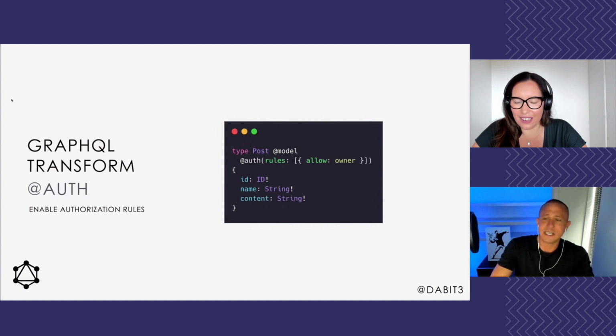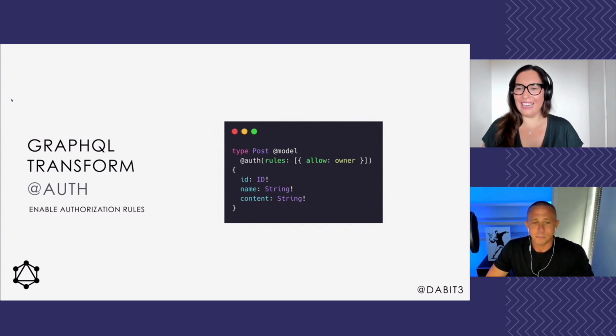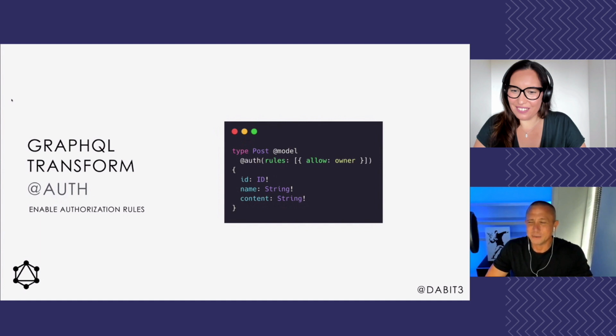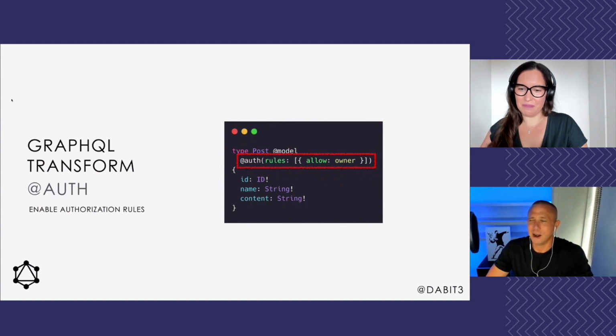And then the next one is the @auth directive, and this one allows you to enable authorization rules. That's one of my favorites too. It's so simple to add authorization rules. This one's just extremely popular, and it's really powerful. Every day we're getting a lot of good feedback on it, and improving it and adding additional features too.